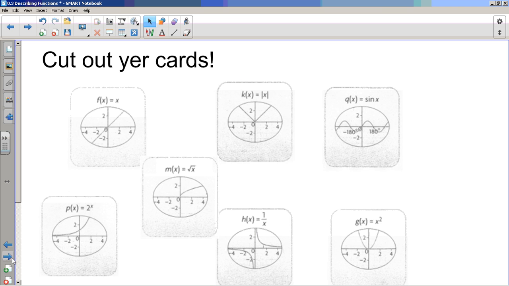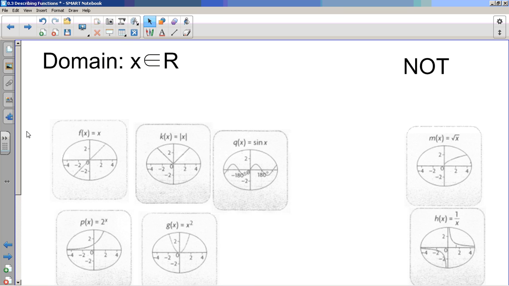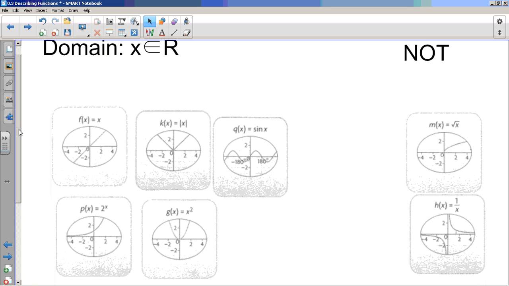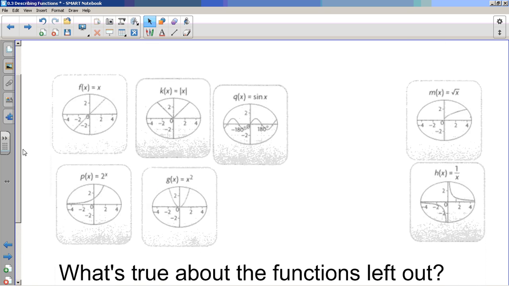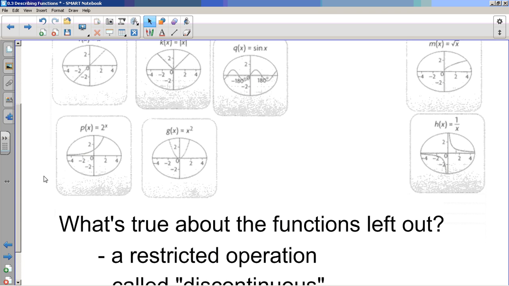What I want you to do is sort these into cards that have a domain of x's all real numbers and a pile that has not. And again, you can pause the video and do that, and then I'll take it up. Is that what your piles look like? All right. What's true about the functions that are left out? What's true about these ones?